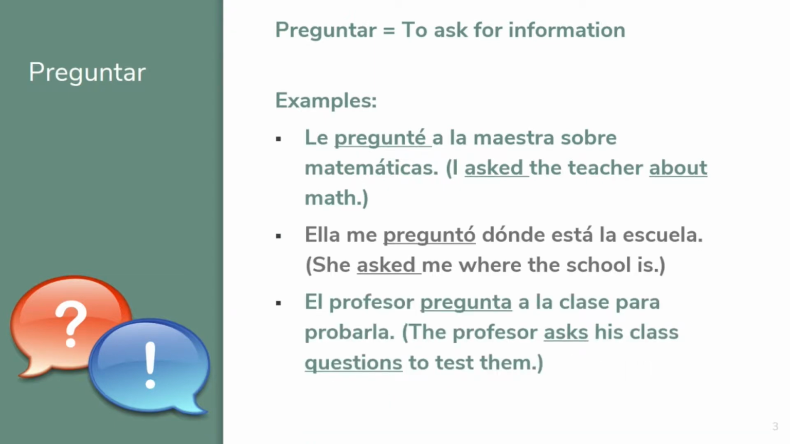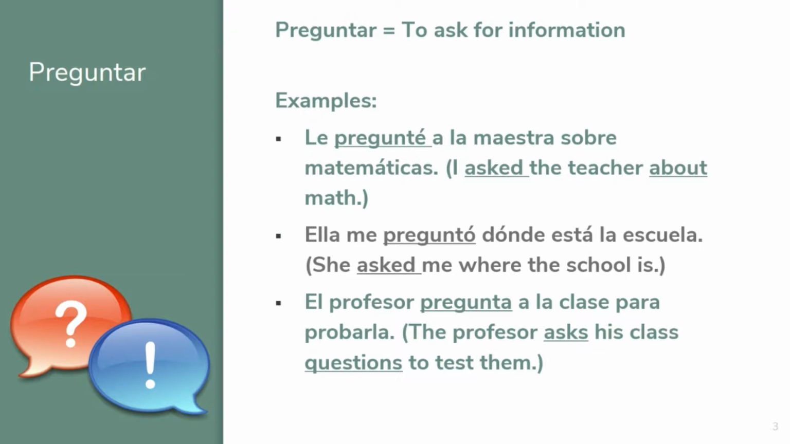El profesor pregunta a la clase para probarla. The professor asks his class questions to test them. So as you can see here, when you're using preguntar, you are asking for information about something. So I have a question about math. I want to know where something is. The professor is asking us questions.